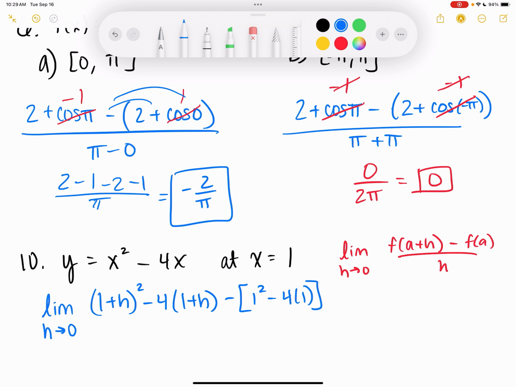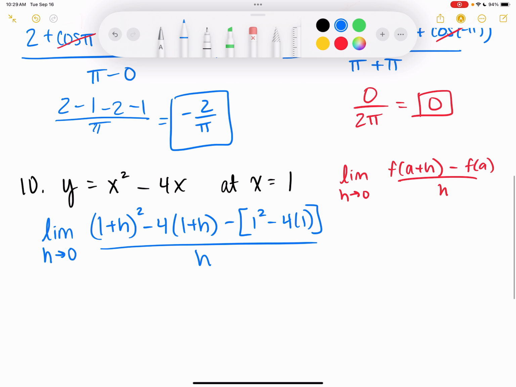So obviously right now, if I just plugged in 0 for h, I have a problem. It's going to be undefined. So your goal, and how you know that you've been successful, is when the h's top and bottom cancel.